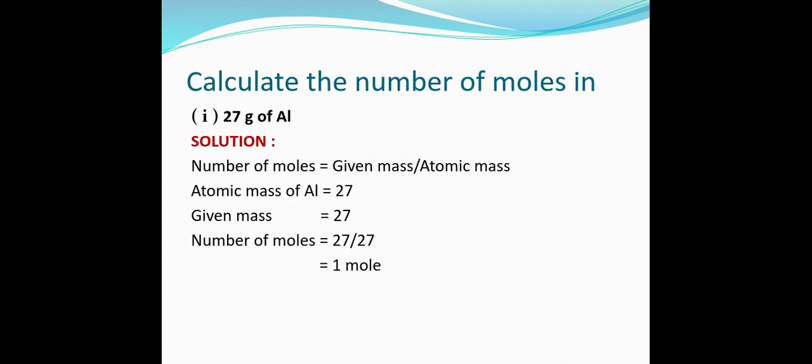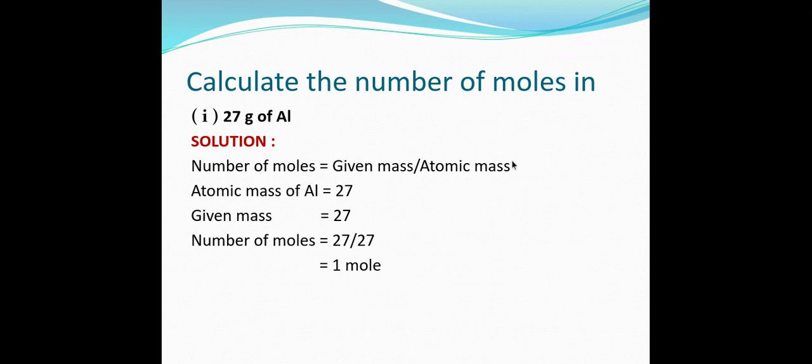Next we'll see how to calculate the number of moles in 27 grams of aluminum. Now we are going to see the calculation for the number of moles in 27 grams of aluminum. So what is the formula? Number of moles is equal to given mass divided by atomic mass.